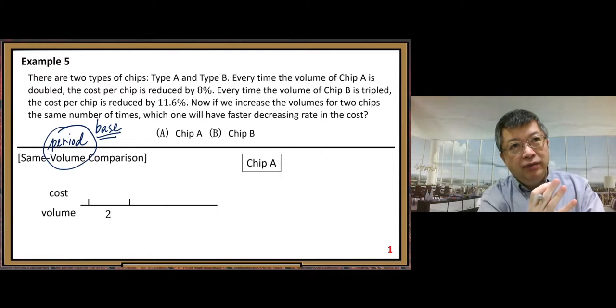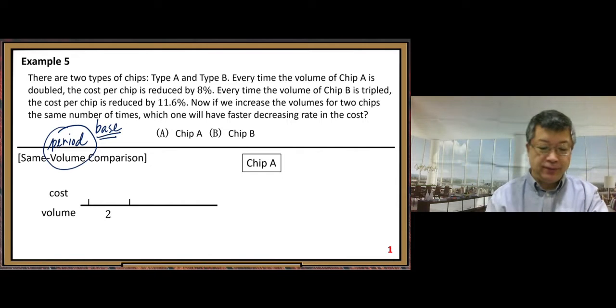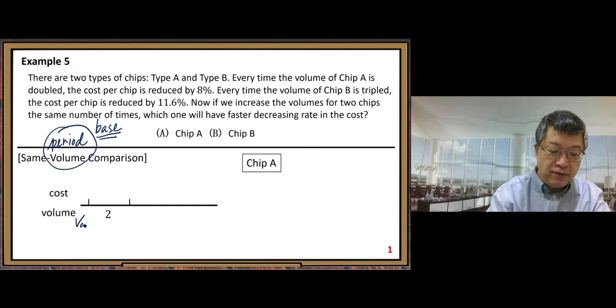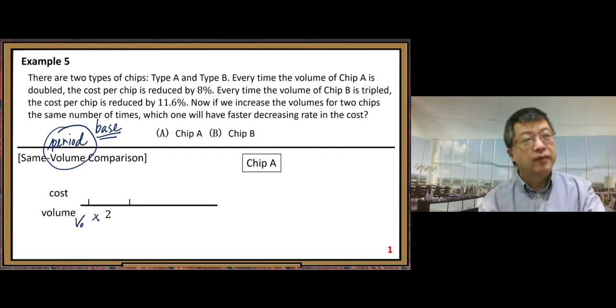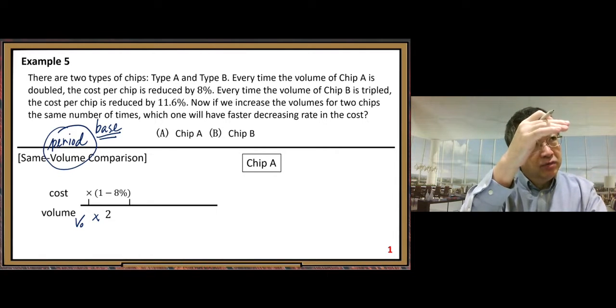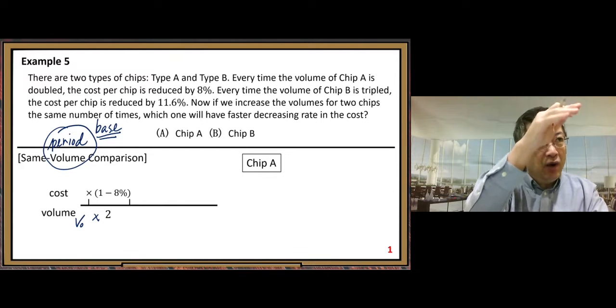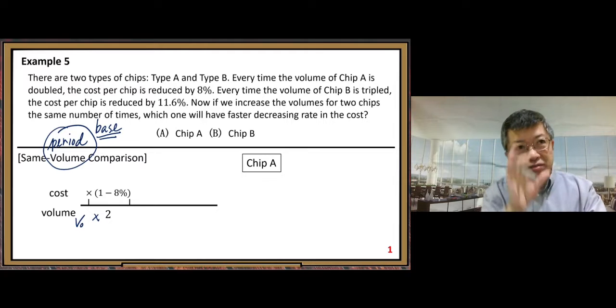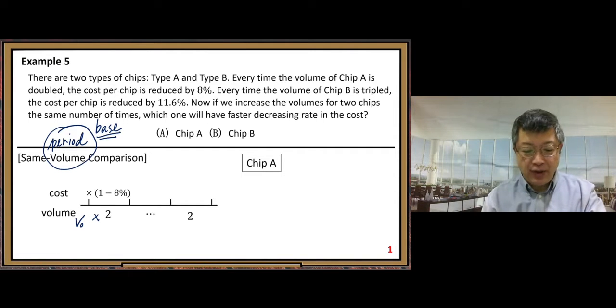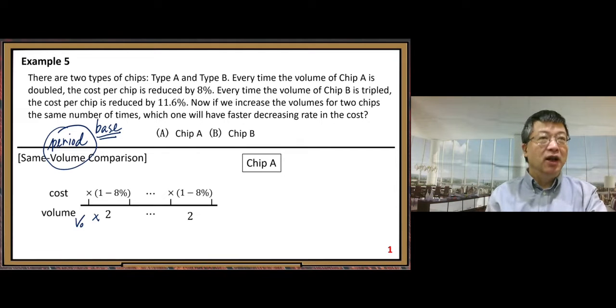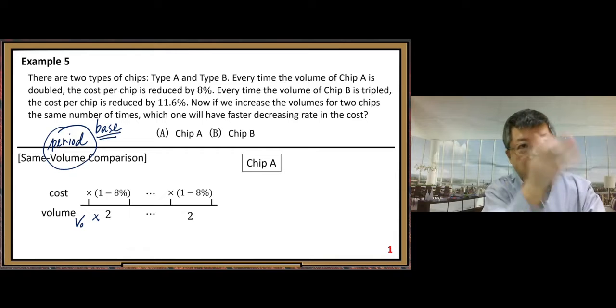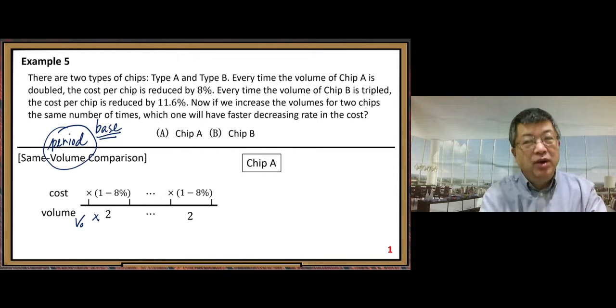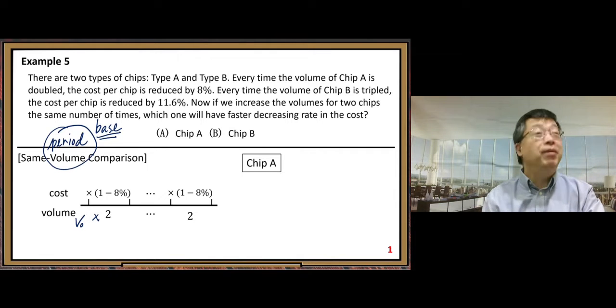When we double the volume, you can imagine there is some initial volume V0, then multiply by 2, the cost reduction is multiplying by 1 minus 8%. Let's repeat this pattern again and again. How many times? A general n times. Then the reduction factor multiplier is also repeated n times. The same pattern, right?